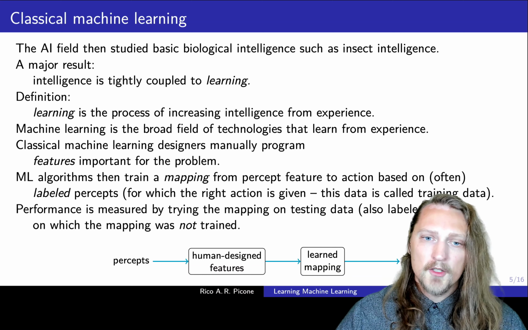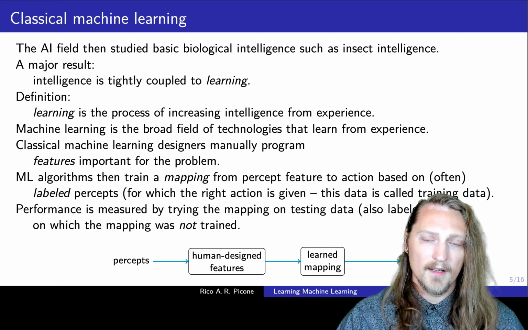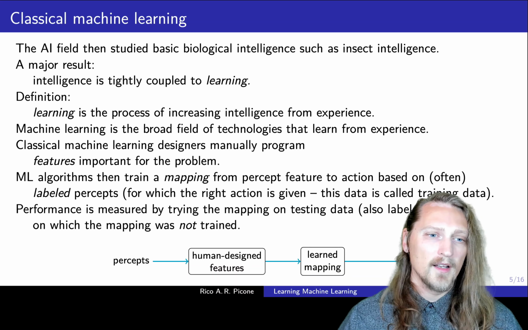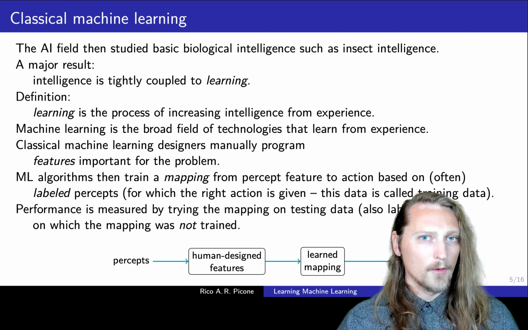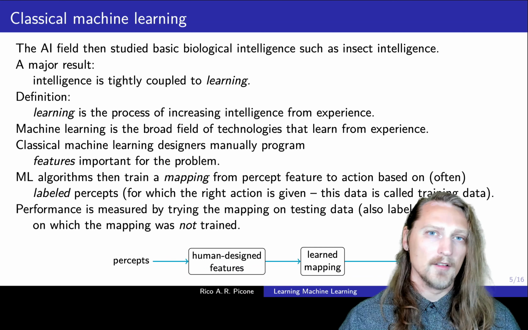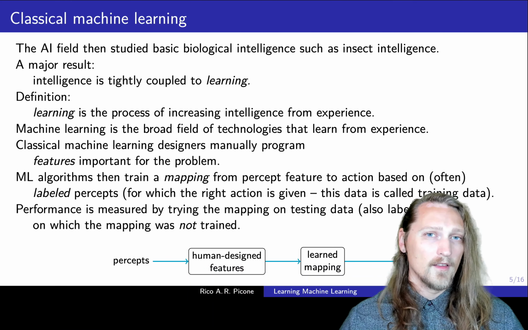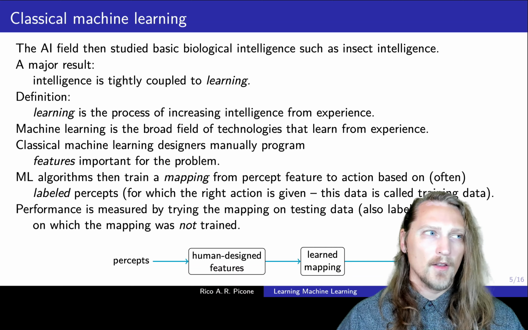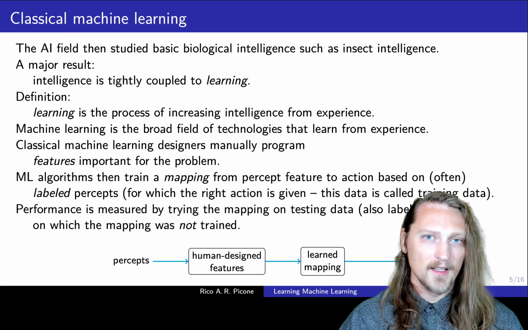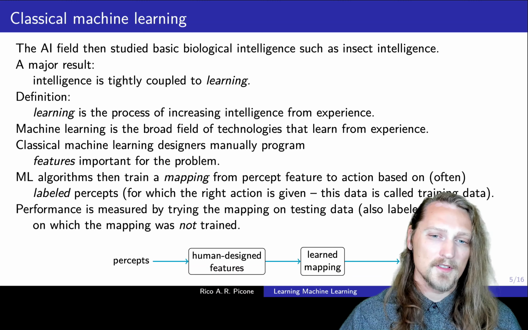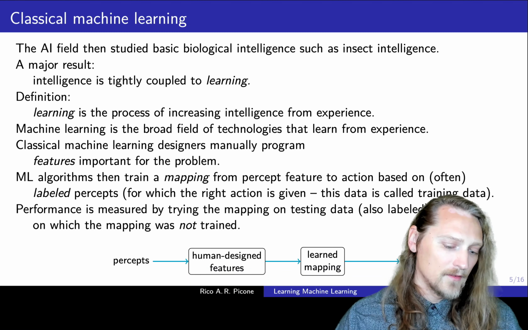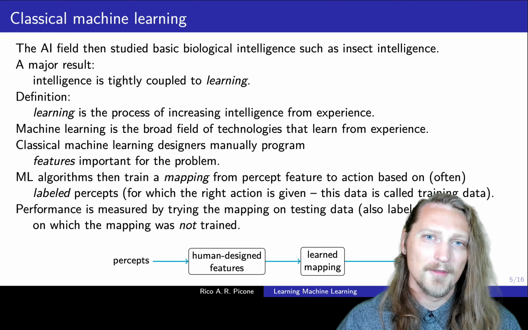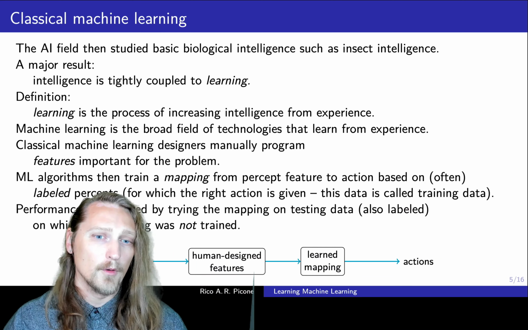Performance is measured by trying the mapping on testing data, which is also labeled. So we also know the answers to the testing data, but we didn't train our machine learning machine on this data. So we want to see how it does on data that it didn't train on. And this is sort of a much better test than giving it the same data that it trained on. Of course, it's sort of cheating. In some ways, even something that's not very intelligent, that just looks up the answer, would be able to behave intelligently on data it had already seen before.